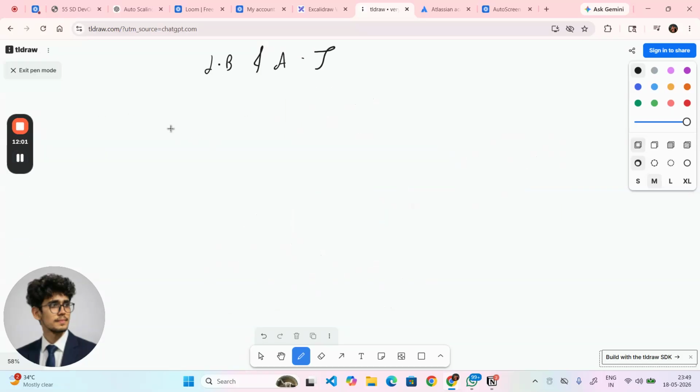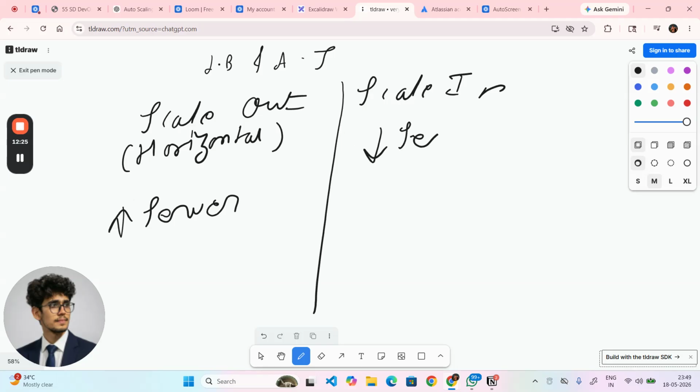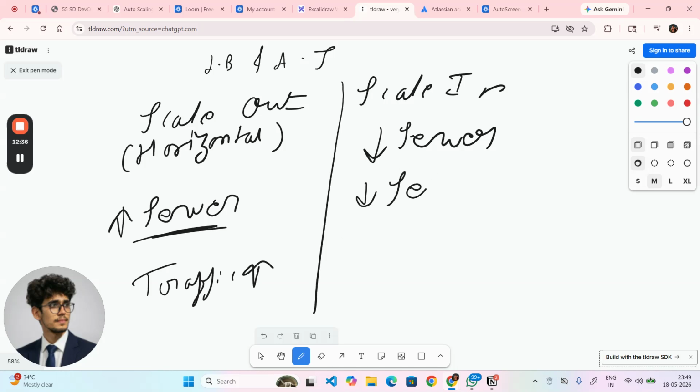So basically we have two different types of auto scaling. The first one is scale out, the second one is scale in. Scale out is also known as horizontal scaling. In scale out, what is happening? We are going to increase the servers. Scale in means we are going to decrease the servers. You know the reason for increasing the servers: because our traffic is increasing. You also know why we reduce the servers: because our traffic has become less.